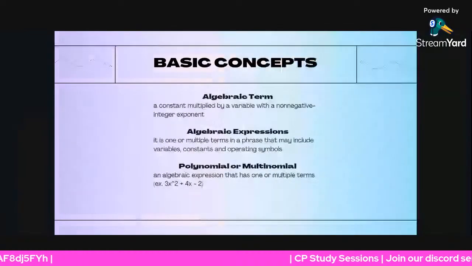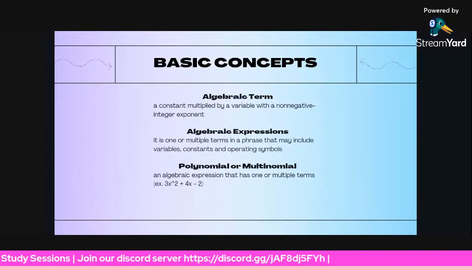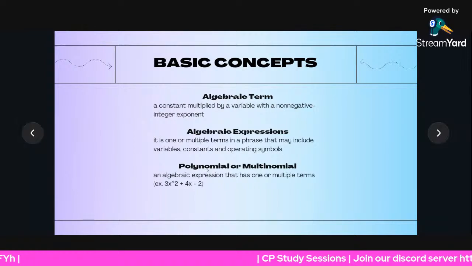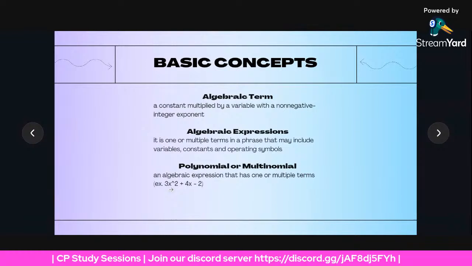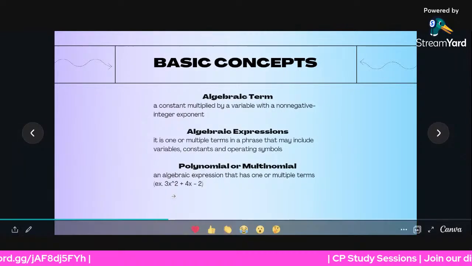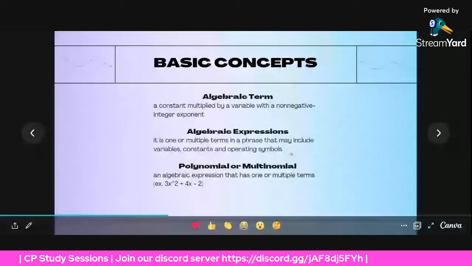Algebraic expressions. It is one or multiple terms in a phrase that may include variables, constants, and operating symbols. So, to put it simply, ang algebraic expressions is a collection of terms. So, eto, example sa baba. Yang 3x squared plus 4x minus 2, masasabi mo yung example ng algebraic expressions since may more than one term ka. Ito, first term mo, second term mo, and then third term mo. So, masasabi mo siyang algebraic expression.